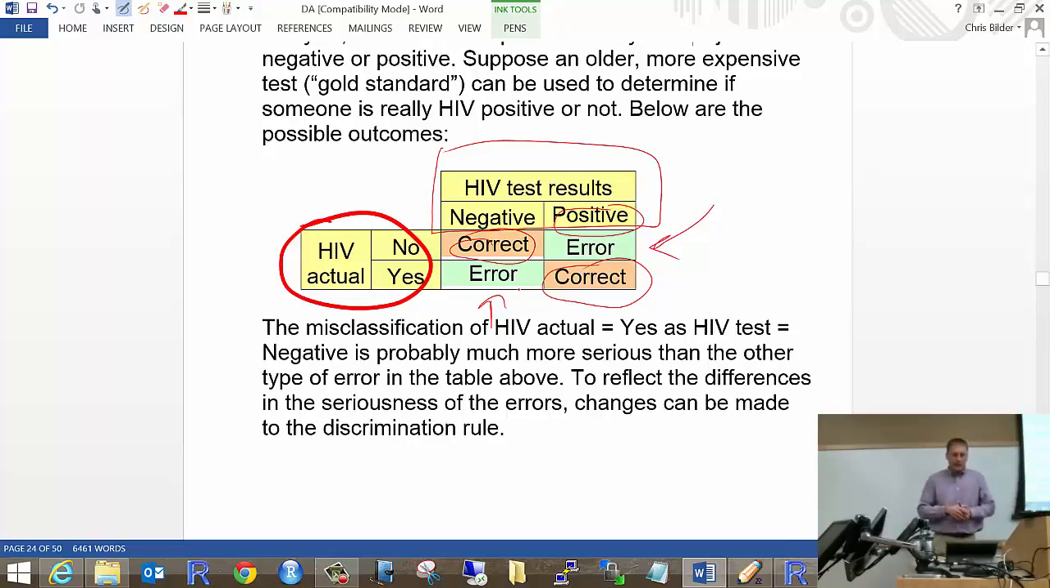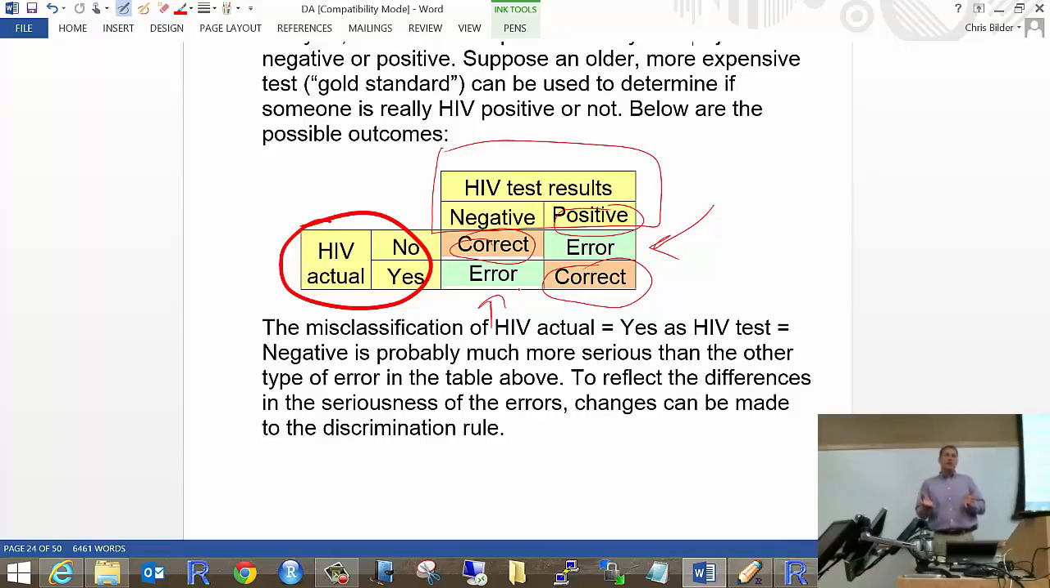So for example, let's say a person does not really have HIV, but their test came back positive. This is what you often will hear referred to as a false positive. You could also have a false negative, where a person does have HIV, but the test actually comes back negative. So we want to minimize these kinds of errors.